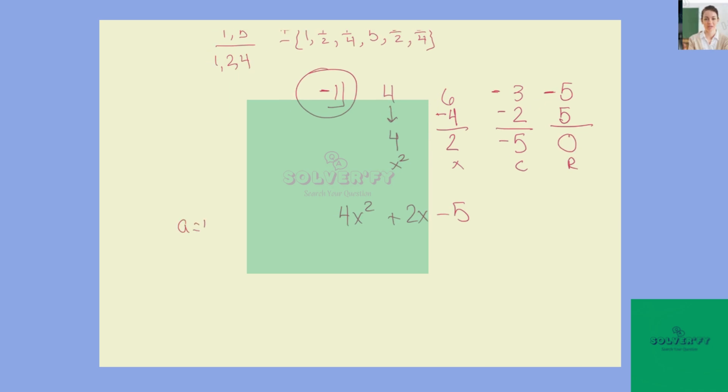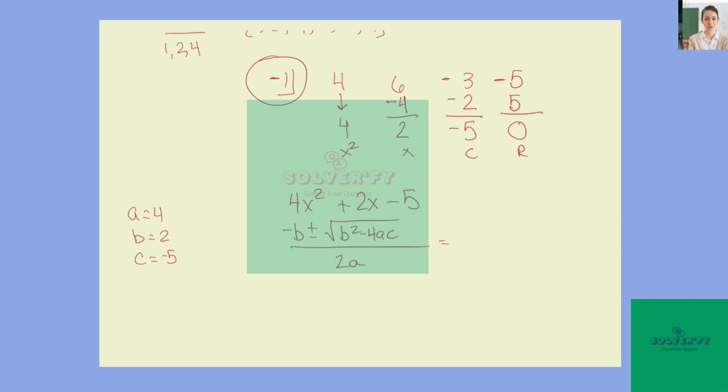So I know that a is 4, b is 2, c is -5. So the opposite of b, plus or minus the square root of b squared minus 4ac all over 2a. So let's plug this in. The opposite of b would be -2 plus or minus the square root of 2 squared minus 4 times 4 times -5 all over 2 times 4.